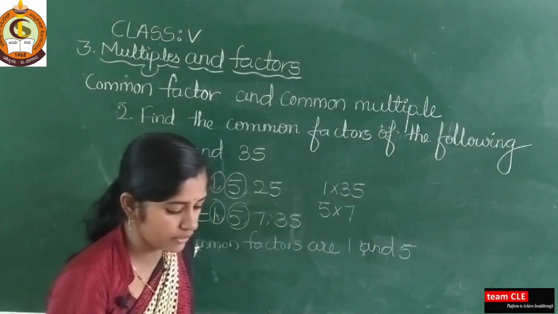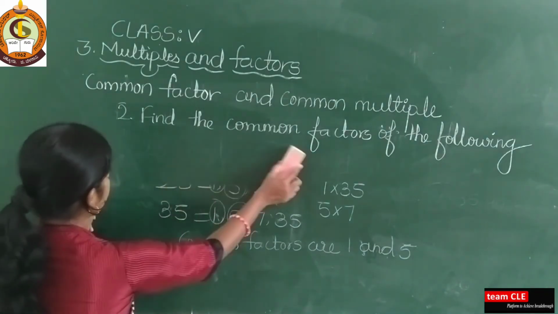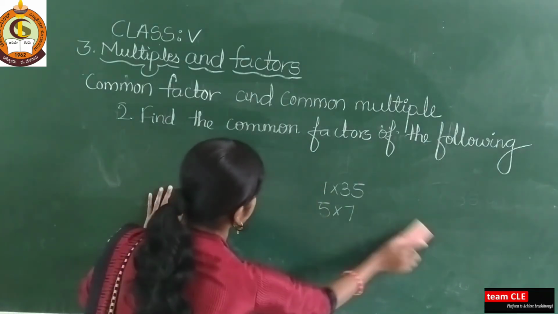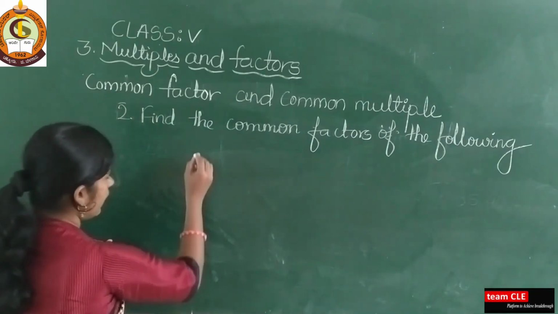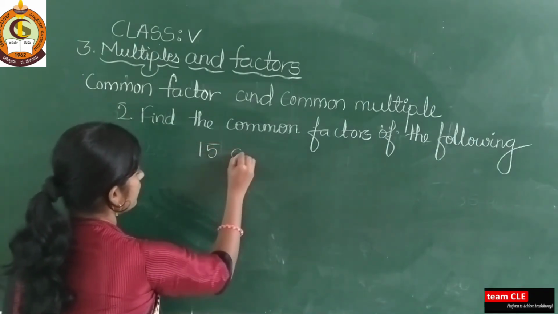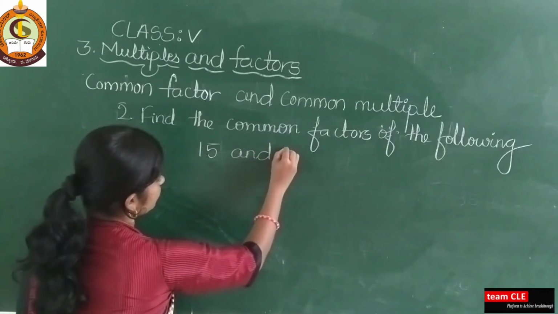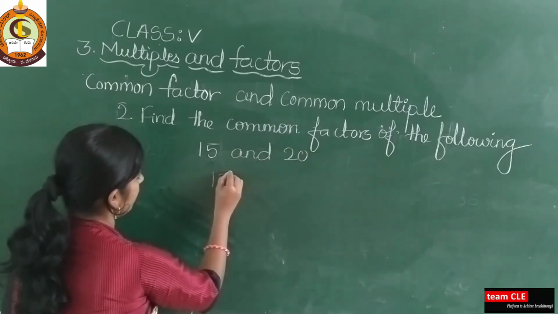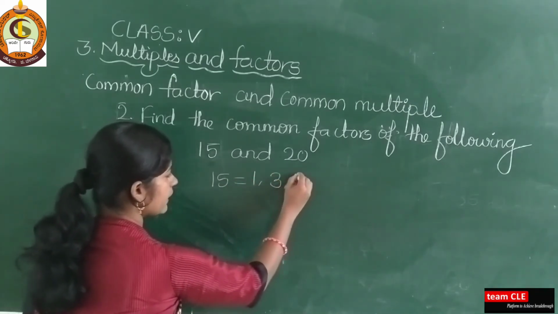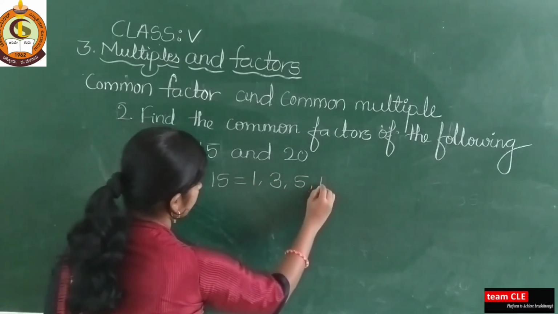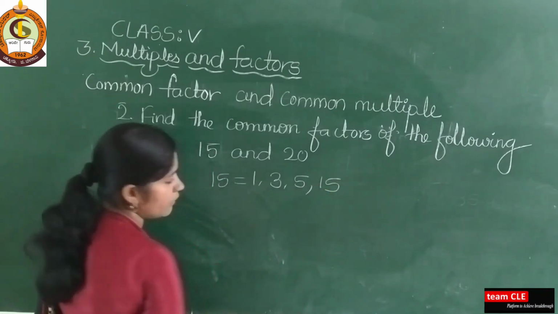Okay. So let us take one more example. I will take 15 and 20. So tell me 15's factors. 15 is there in the 1 ones table, it is there in the 3 fives table, it is there in the 5 threes table and 15 ones is 15.